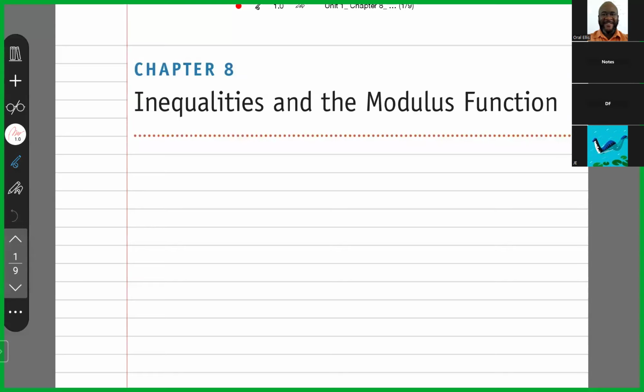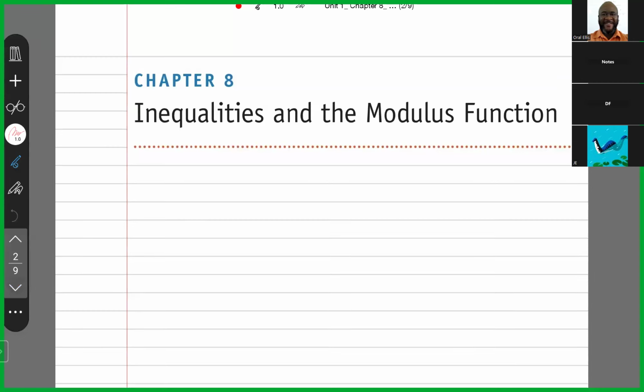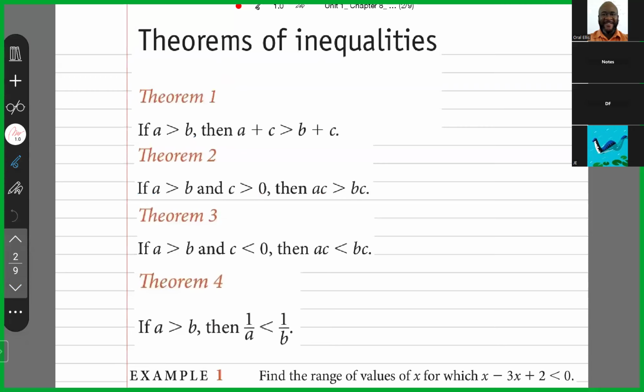All right, so today we're starting chapter 8. Chapter 8 deals with inequality and the modulus function. All right, here are some theorems of inequality. Largely, they're largely intuitive by now.